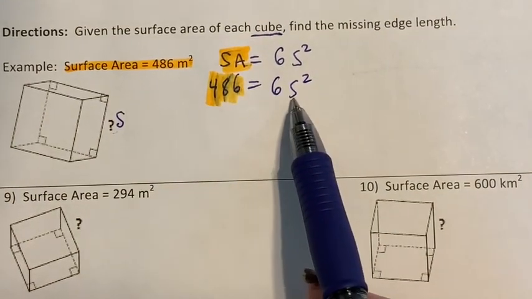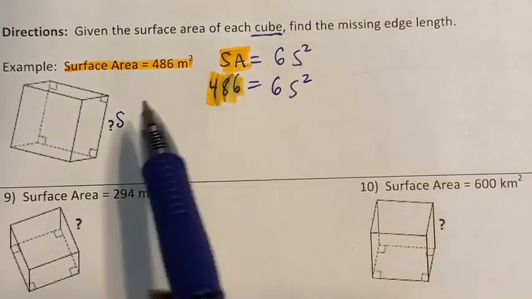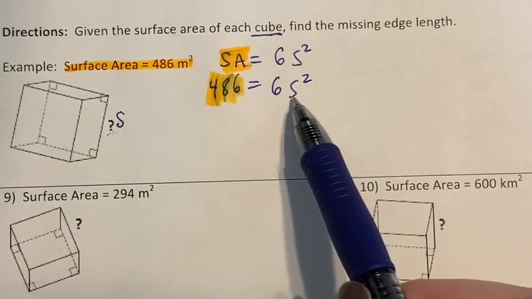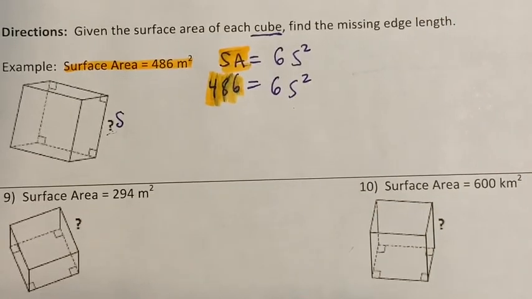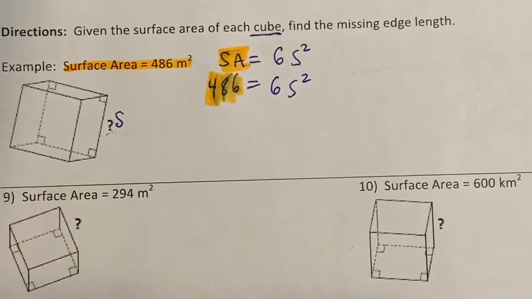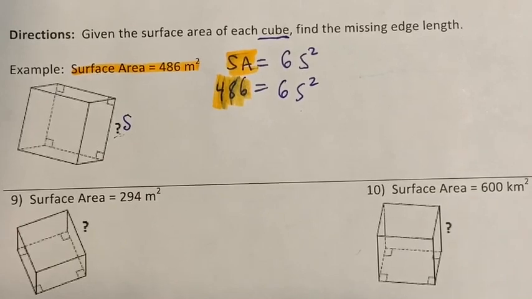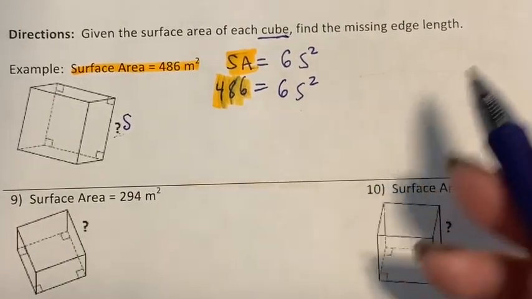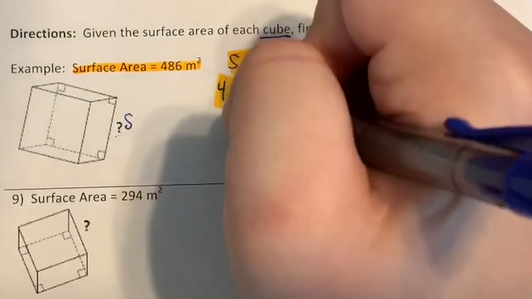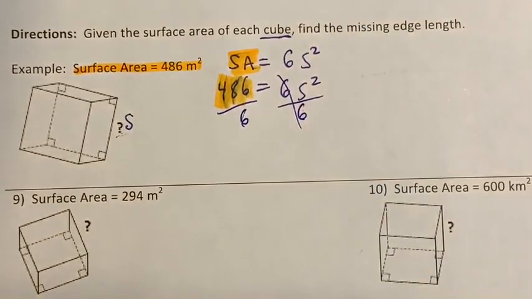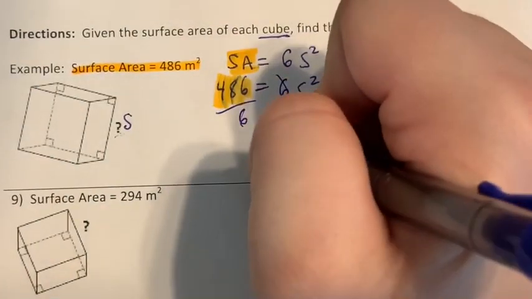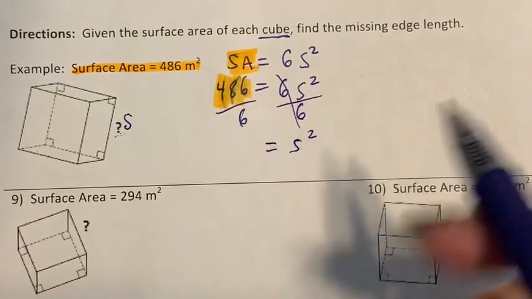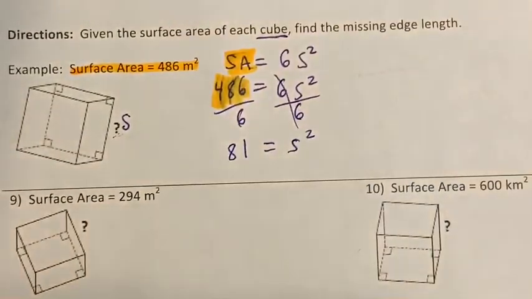So now I'm trying to get S, my variable, my unknown side length, all by itself. So this reads 6 times S squared, and you have to think back to Algebra 1 and order of operations using inverse operations to get this variable by itself. Because this is 6 times it, we want to first divide by 6 on both sides to move that 6 out of the way. So on the right, I still have S squared. 486 divided by 6 gives me 81.